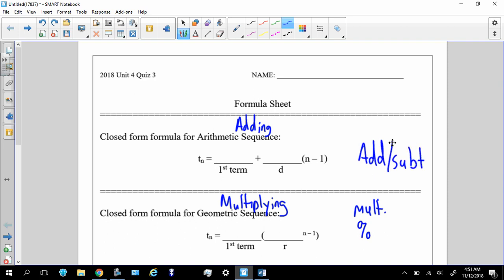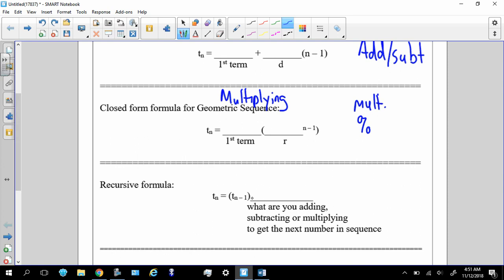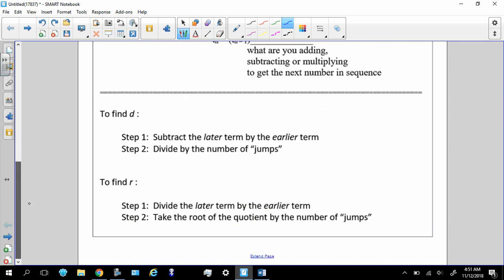All right. Now moving on, you have your recursive formula, which again is always going to be this. If you're adding 5, you put plus 5. If you are maybe subtracting 5, you put minus 5. I'm just giving you examples here. So you should know how to do recursive. And then lastly, to find your common difference, to find your R. There you go. So there's a whole bunch of information given to you. So a lot of it should be easy to find these.